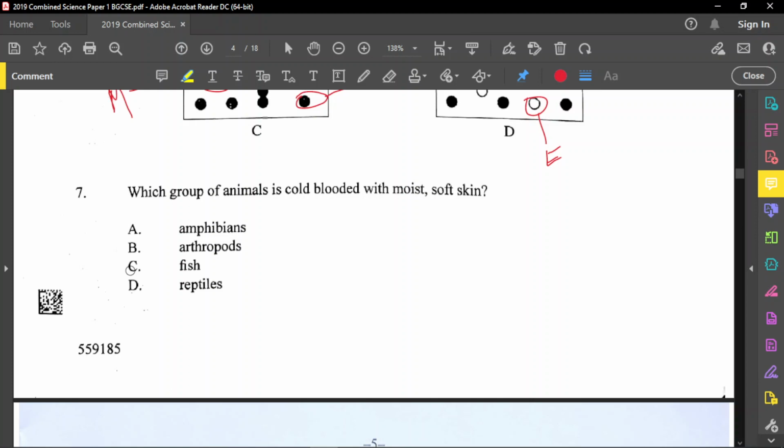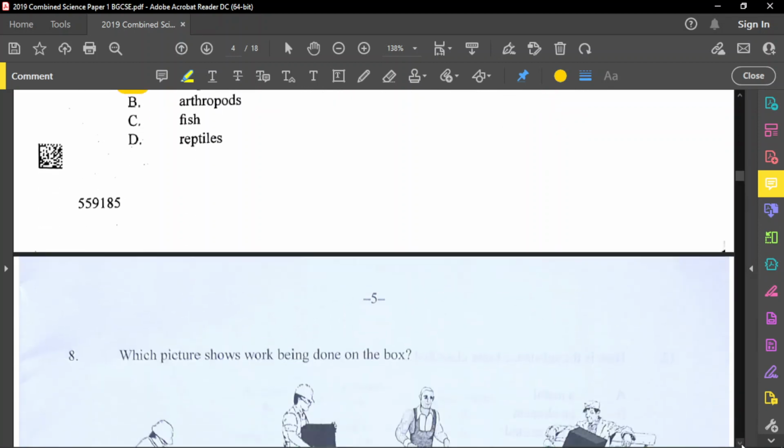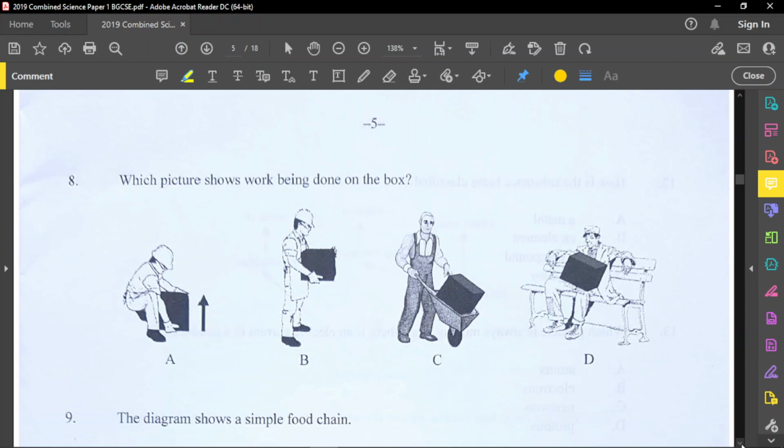Fish have scales. Reptiles do have scales as well. So the answer here is going to be amphibian. All right, so that's our answer there for number 7. Let me jump into number 8. Number 8 is which picture shows work being done on a box? And to investigate these carefully, remember what work is: when a force causes movement.